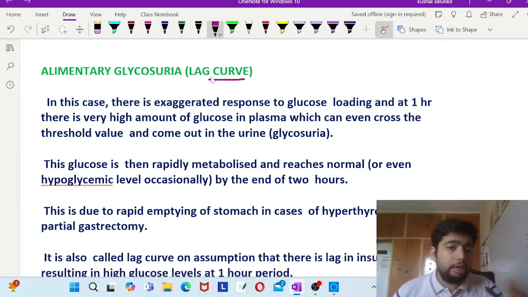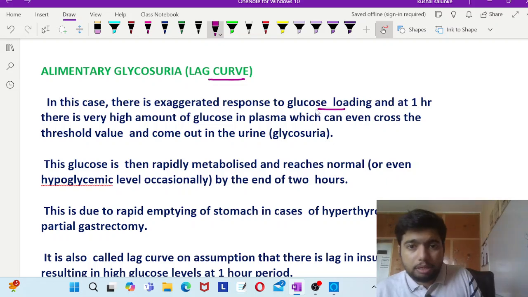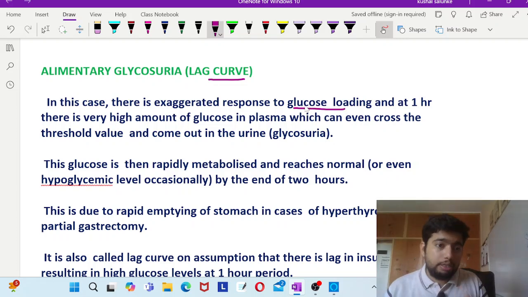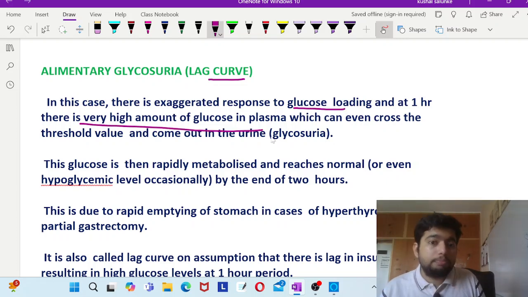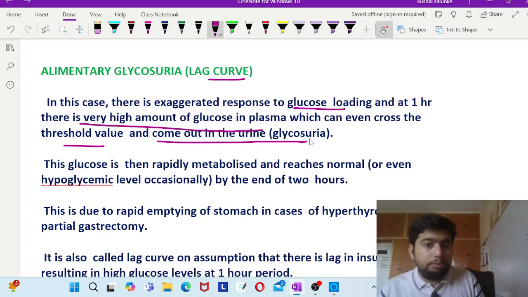These two curves have to be asked in your exam. Okay, definitely they are going to be asked in your exam. So alimentary glycosuria: in this case, there is an exaggerated response to glucose loading. At 1 hour, there is a very high amount of glucose in the plasma, which can even cross the threshold value and come out in the urine, presenting as glycosuria.